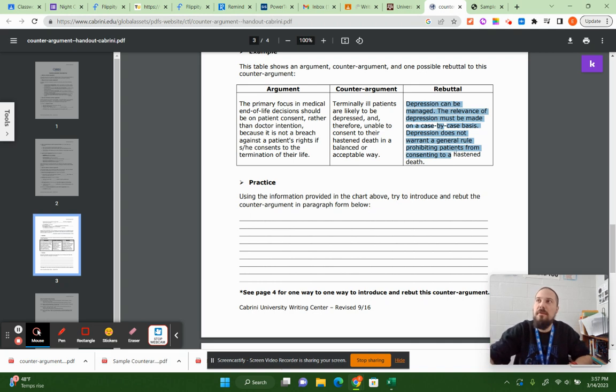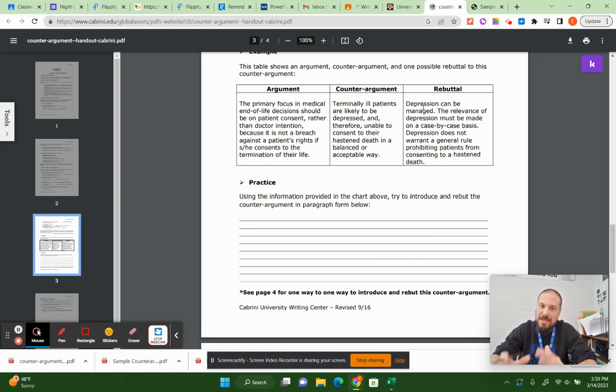Depression can be managed. So the rebuttal over here on the far right-hand side: depression can be managed. The relevance of depression must be made on a case-by-case basis. Depression does not warrant a general rule prohibiting patients from consenting to a hastened death. So their rebuttal is, this is a valid point. And in some situations and circumstances, it may actually be advisable to prohibit very mentally unsound people from consenting to the suicide, basically, like, a doctor killing me. But it must be decided on a case by case basis.